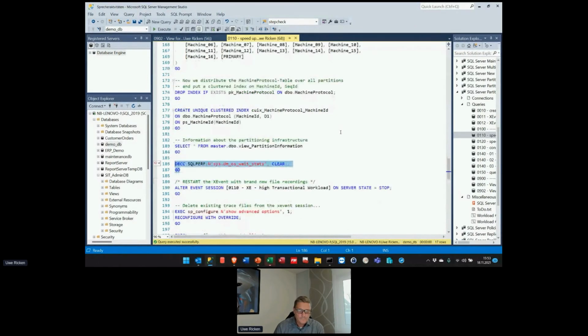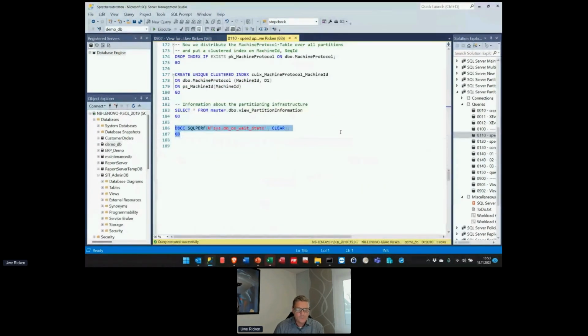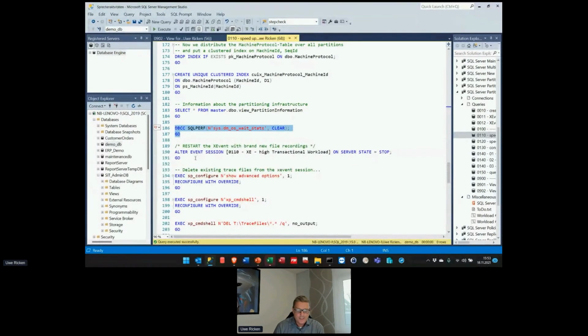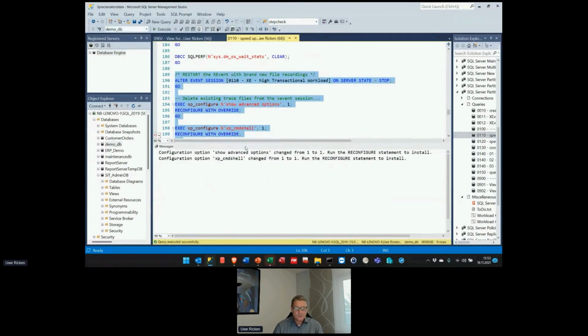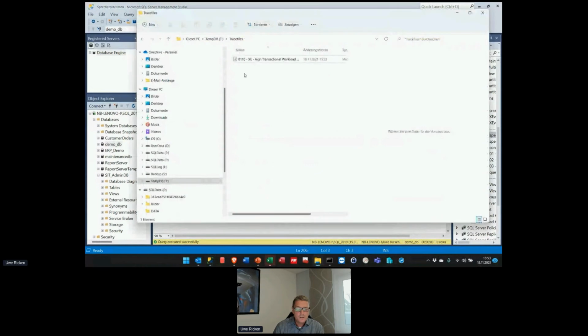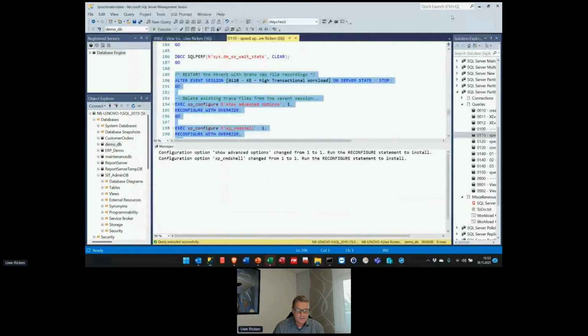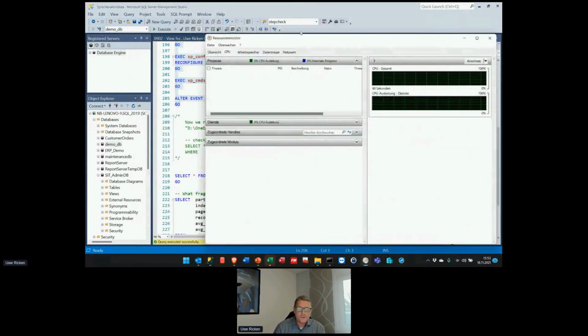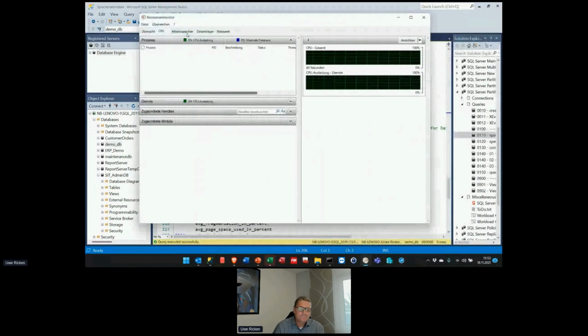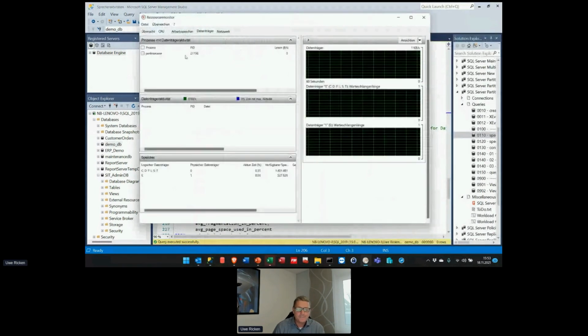Now, I delete all my wait statistics. And then, that is what I did before. I restart my session, make sure that no file is available. This is the latest one. Okay, this is okay. And now we can start this again. Before I do this, let me start the resource monitor. I'm sorry that it is in German, but unfortunately, this is how it is.